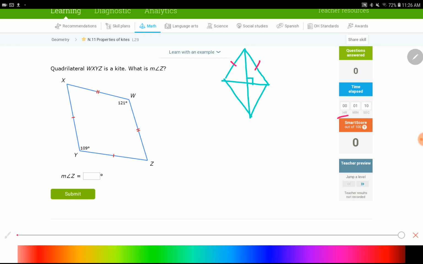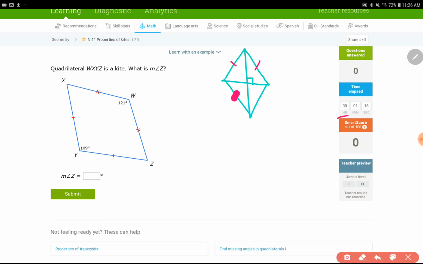These two here should be equal, and the other two should be equal, not all four of them. So each pair is equal. And there's one more property that I want to mention.